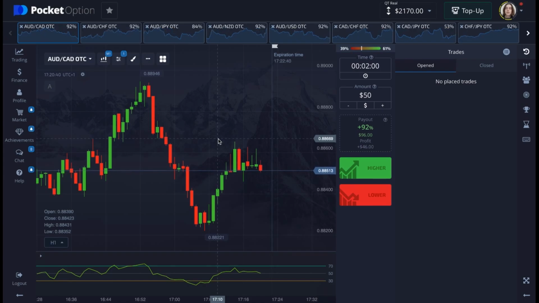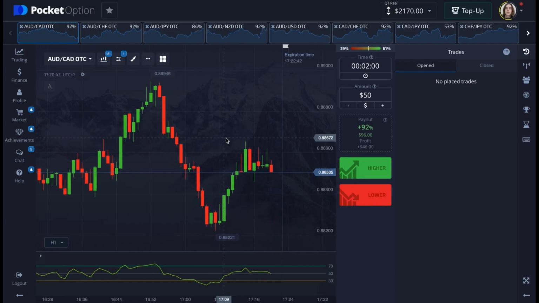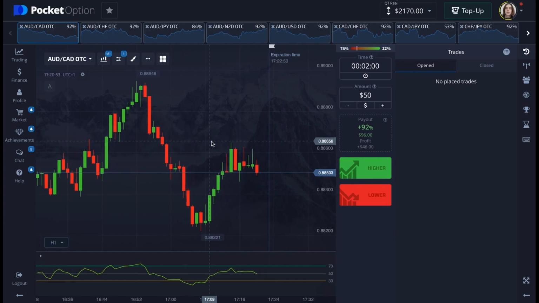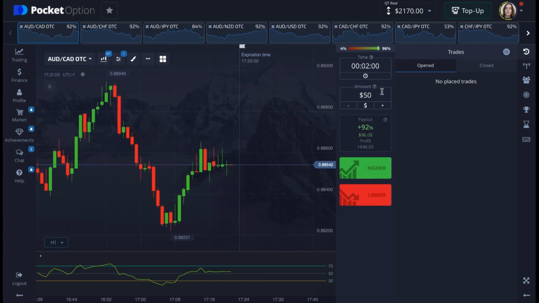So, let's check the effectiveness of this strategy. I will start today's trading session with a value of $50. As a result, I will increase the price of each transaction exactly 2 times. Well, I'm starting a trading session, and there's still your opportunity to open a position. Go.